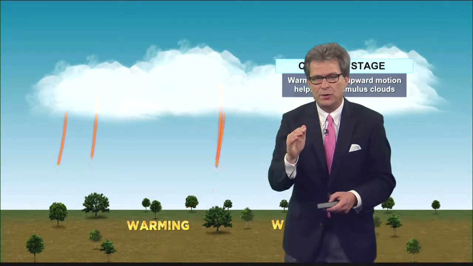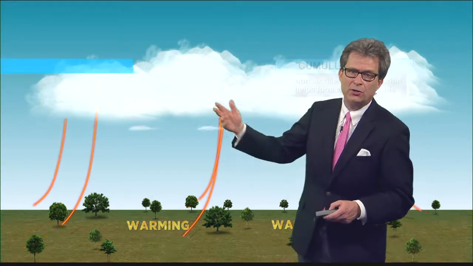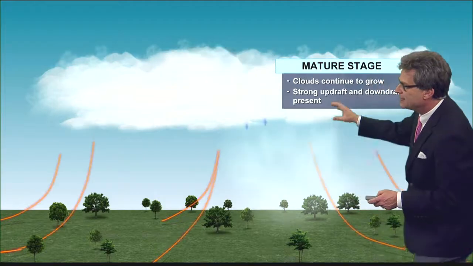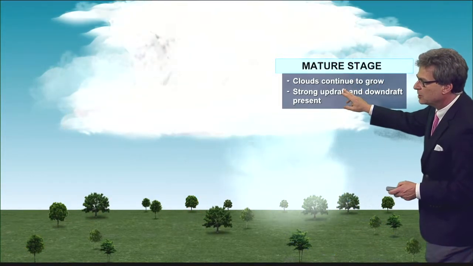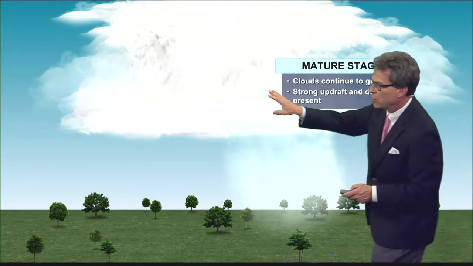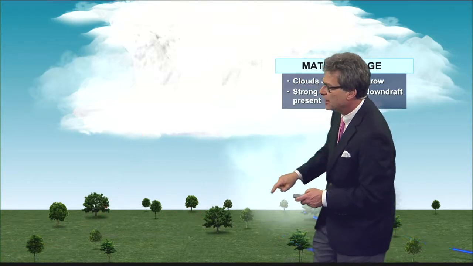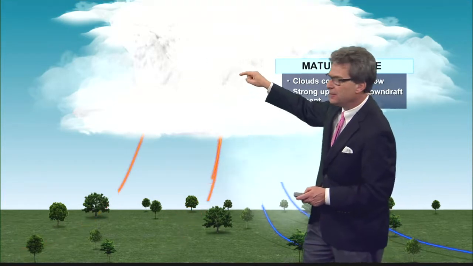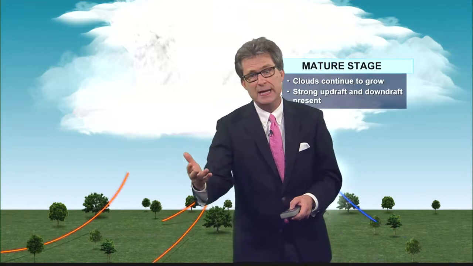But to have a true thunderstorm, what goes up must come down. And that's in the second or mature stage. The clouds continue to grow into cumulonimbus clouds, and you get updrafts and downdrafts. And that's when you get lightning and thunder and rain and sometimes hail and wind.